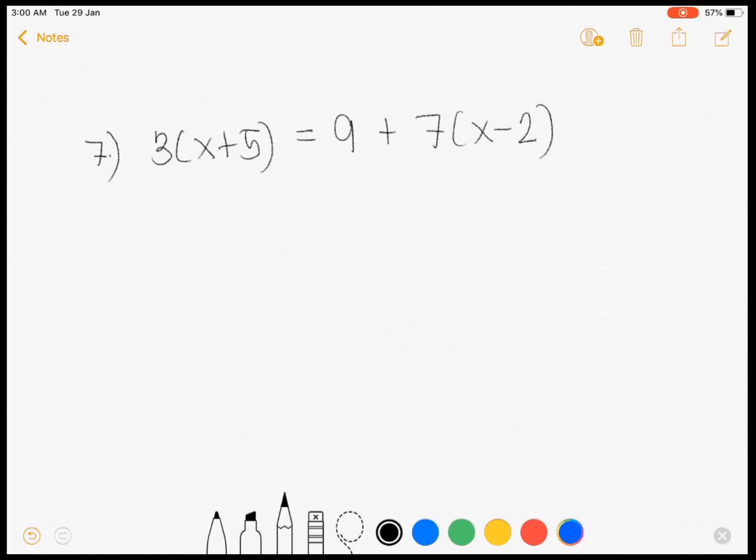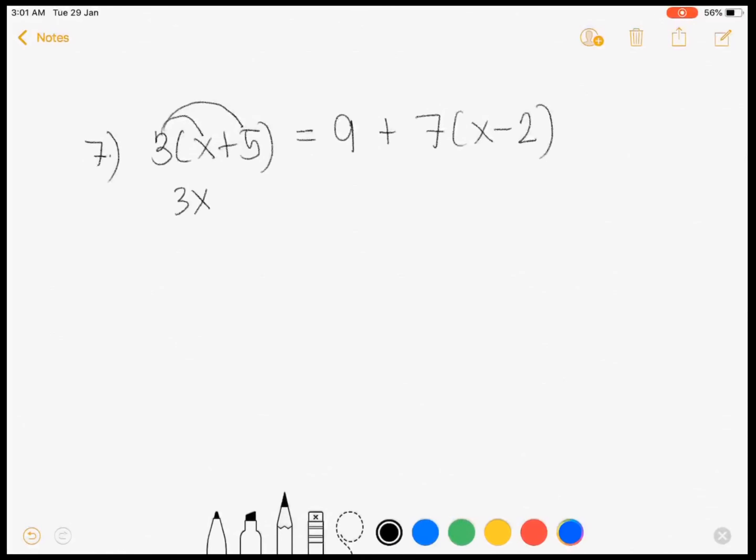So, we have 3 quantity x plus 5 is equal to 9 plus 7 times quantity x minus 2. This time, meron tayong parenthesis or grouping. So, kapag ganon, lagi nating aalisin muna yung parenthesis by performing the operation first. So, yung parenthesis multiplication lang naman siya, diba? So, we can apply distributive property. So, for 3 times quantity x plus 5, distribute natin yung 3 dun sa x saka sa 5.